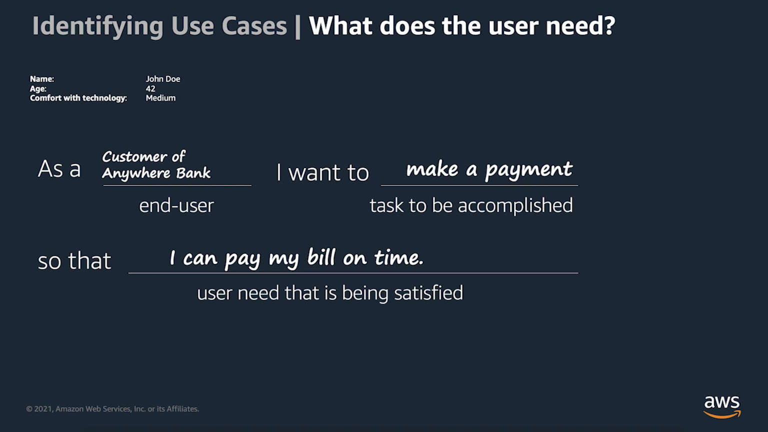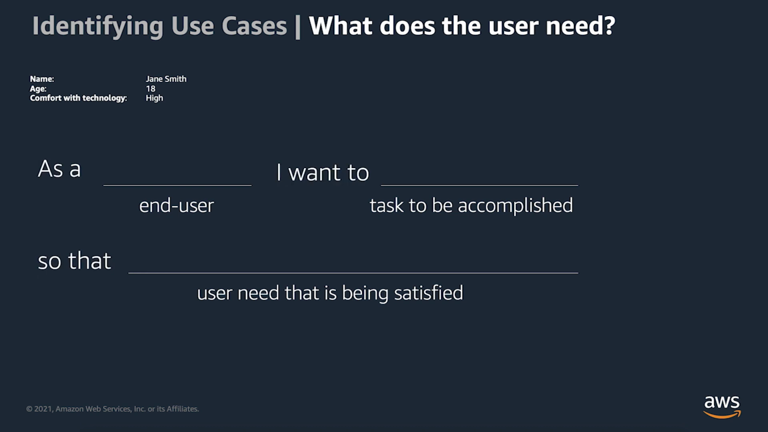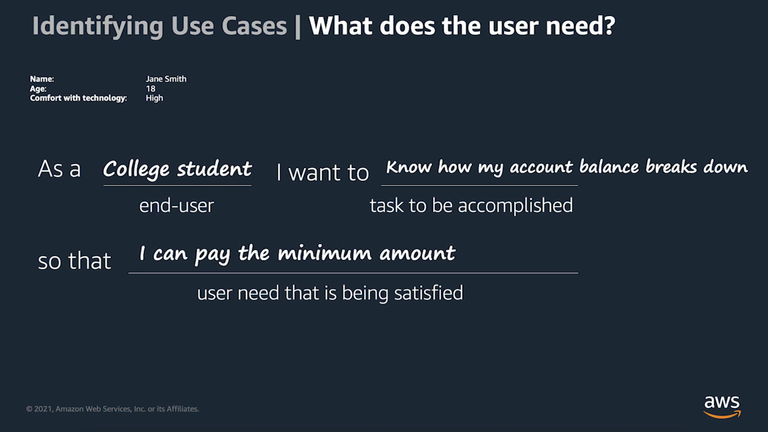Let's think about another use case. Our Jane Smith here, as a young person who has a high level of comfort with technology, is probably a college student. And since college students don't always have all of the money to pay off their account at one time, probably Jane wants to be able to pay that minimum amount due on her credit card, but she has to know what that balance is in order to do that. So we have 2 different users who are trying to make a payment on their credit card. And we'll sort of run with that as like a use case for building out this conversational design.